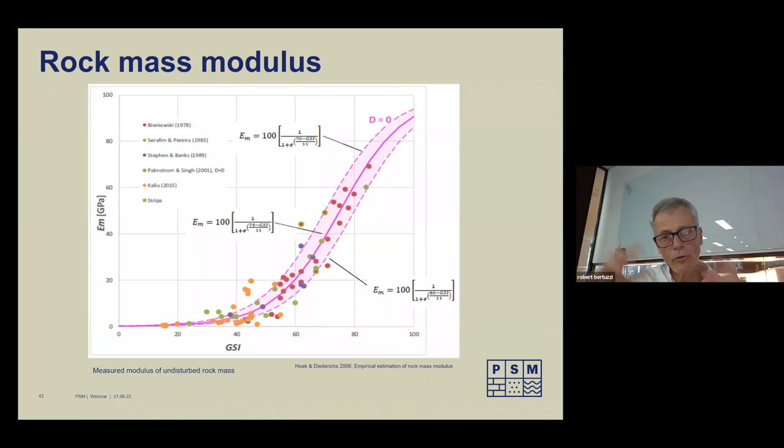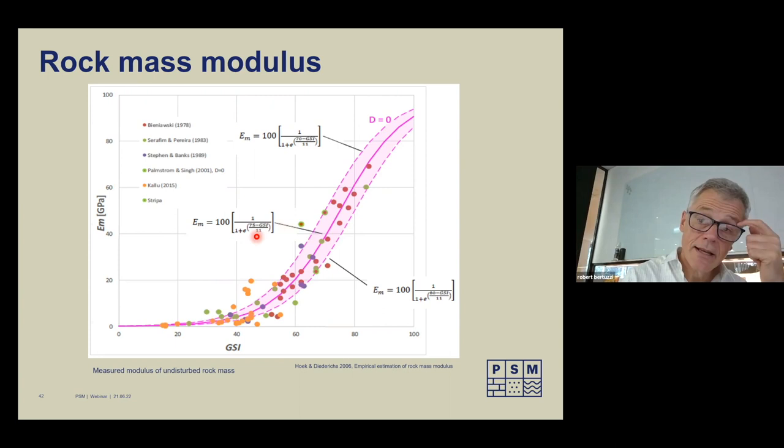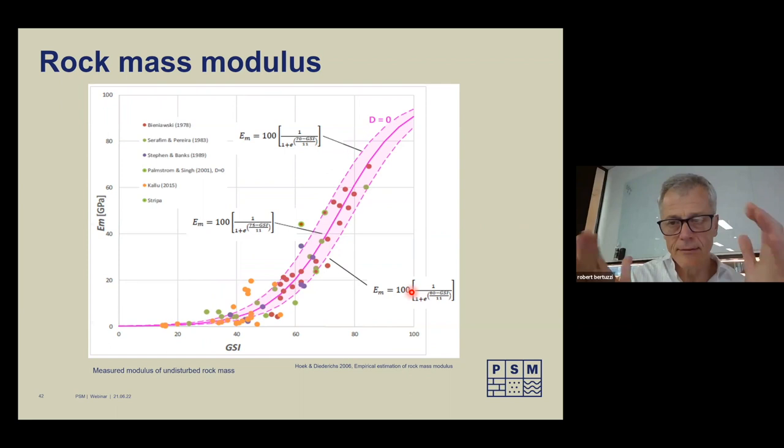I've also looked at rock mass modulus, and this is the data of undisturbed rock masses. If you go through the literature, it's really hard to find data on rock mass modulus measured in situ. Anyway, this is that data, and it plots the dark pink line. I'm not sure why I chose pink. Hopefully you can see it on the screen. The dark pink line is the equation offered by Hoek and Diederichs in 2006. It fits the data quite nicely. The only caveat, if there is one, is to note that there is variability, and so perhaps we should test the bounds a little bit. And so I added these two bounding curves.